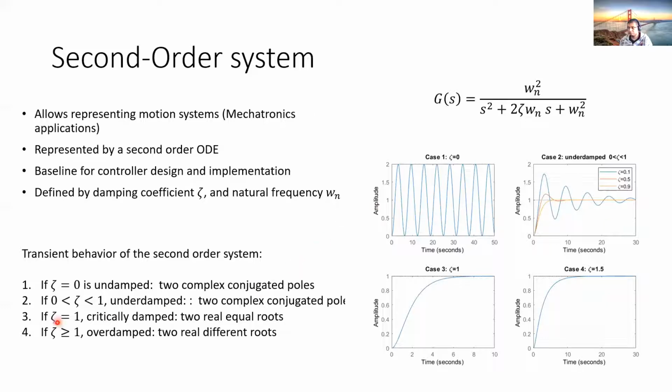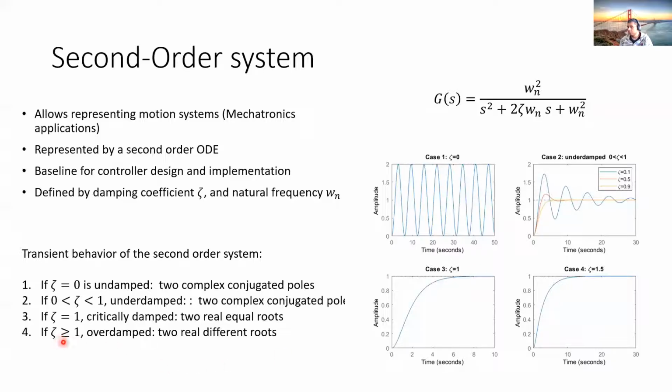If our system has ζ equal to 1, the system is critically damped. As you can see here, the system doesn't have overshoot. This is something important. And we have some time response, maybe here like 8 seconds. We can say that our system is at steady state.